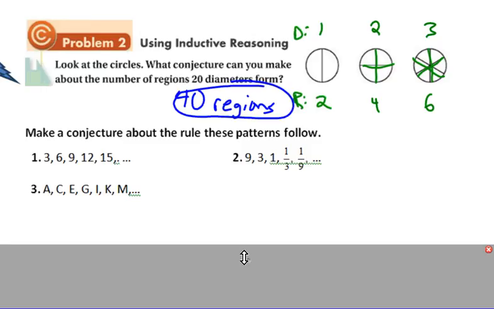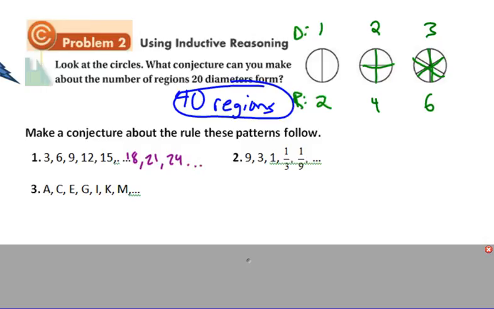So here's some more examples. You can pause it and try them on your own if you'd like, but I'll go through them as well, trying to figure out what the patterns are. Number 1 says 3, 6, 9, 12, 15. Hopefully you figured out after that it's just going up by 3s. So multiples of 3, so we have 18, 21, 24, and so forth.